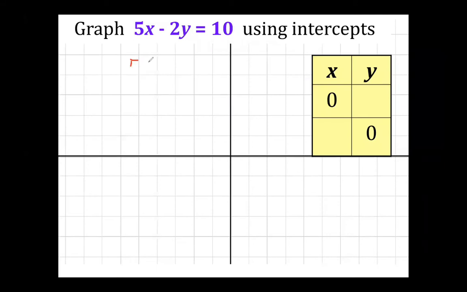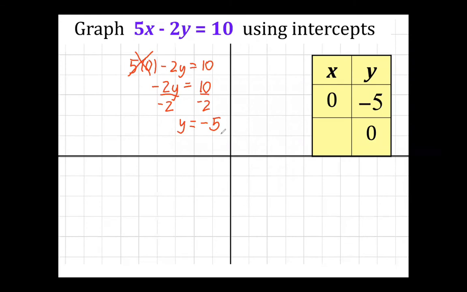So 5 times 0 minus 2y equals 10. 5 times 0 is just 0, so that cancels out. You're left with negative 2y equals 10. Now you can divide both sides by negative 2 to isolate y. And that gives you y equals negative 5. So now that you found your y-intercept, you can put it in your chart.